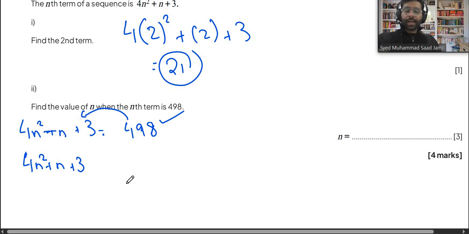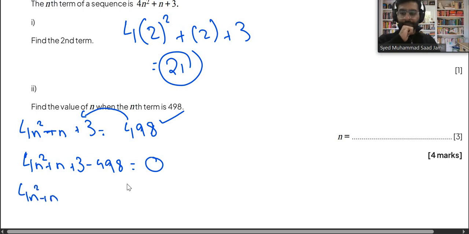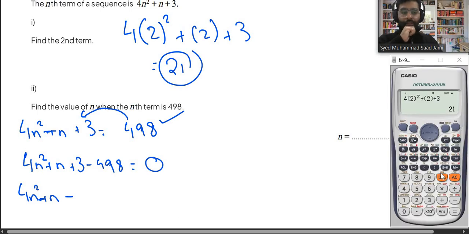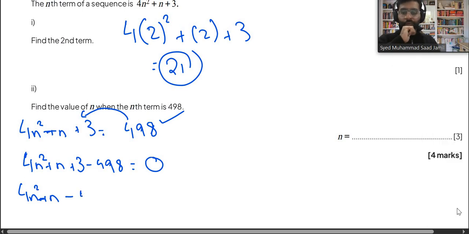So the result, as I was saying, 4n square plus n plus 3 is equals to 498. We shifted 498 over here, is equals to 0. So this becomes 4n square plus n minus 498 minus 3. So that's negative 495 because there's a negative sign over there.